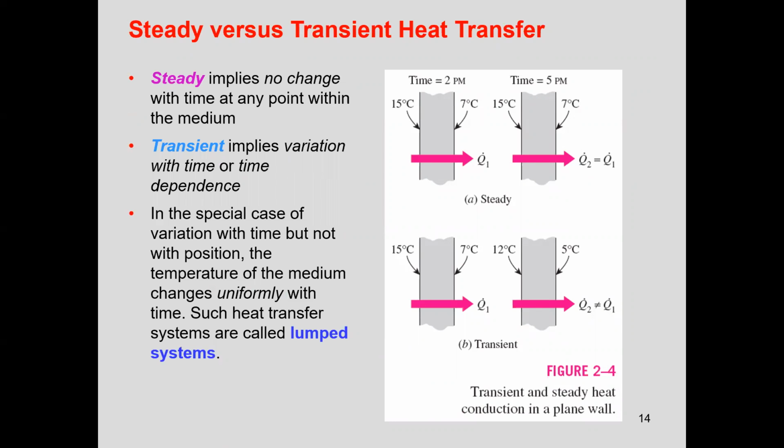Now, steady means no change with time at any point within the medium, whereas transient implies variation with time, or time dependence. In special cases, with variation with time but not with position, the temperature of the medium changes uniformly with time. Such heat transfer systems are called lumped systems.